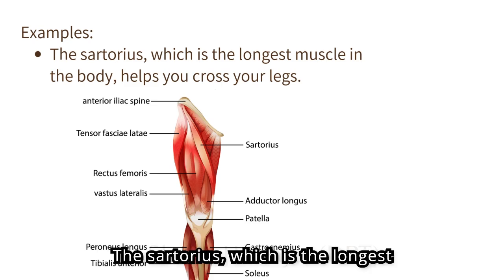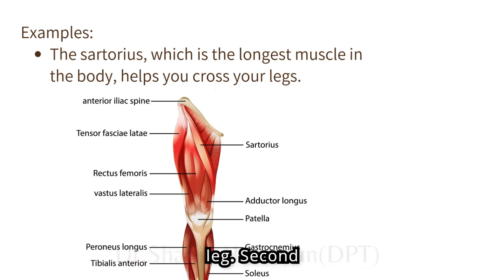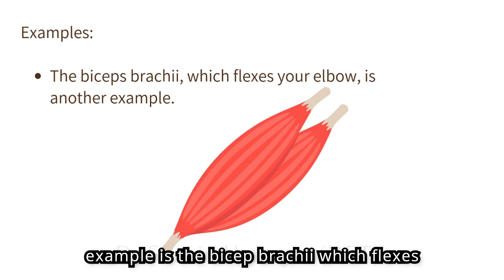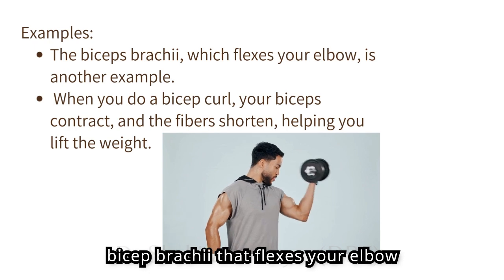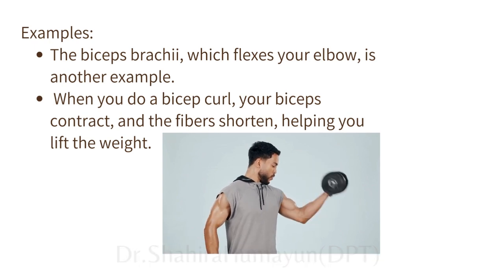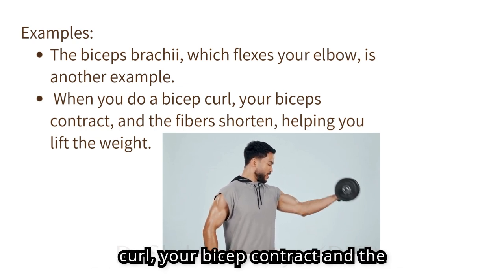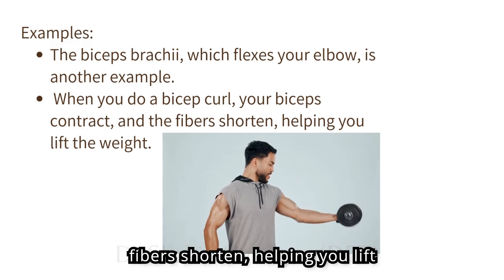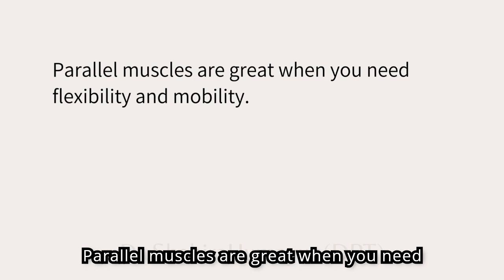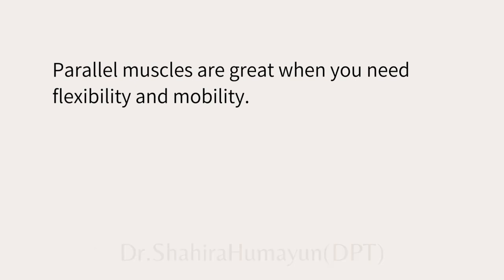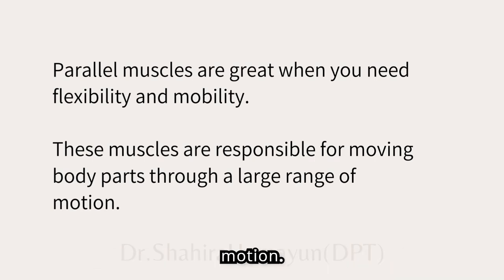The sartorius, which is the longest muscle in the body, helps you cross your leg. Second example is the bicep brachii, which flexes your elbow. When you do a bicep curl, your bicep contracts and the fibers shorten, helping you lift the weight. Parallel muscles are great when you need flexibility and mobility. These muscles are responsible for moving body parts through a large range of motion.